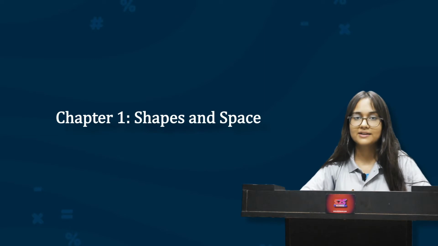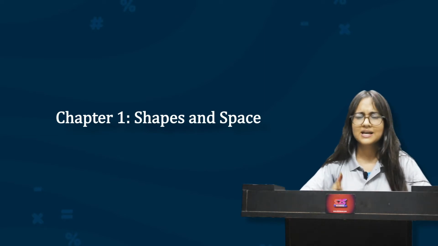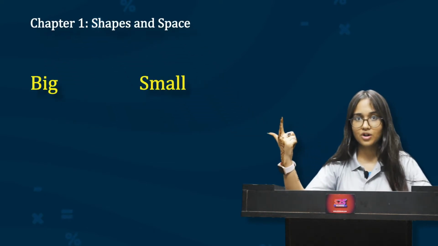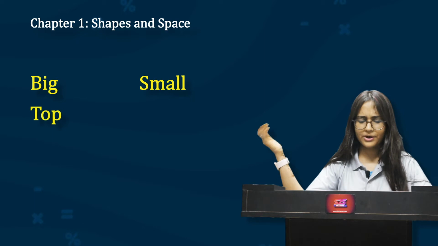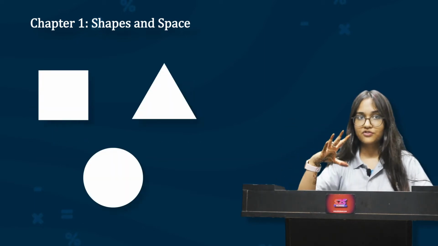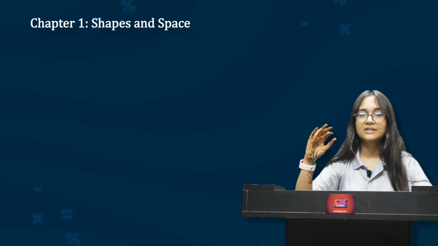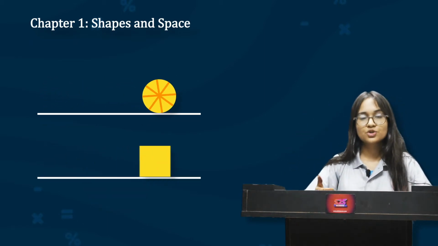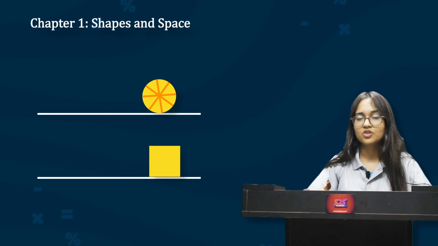Hello everyone, in this video we'll study the first chapter of class 1st mathematics, that is shapes and space. So basically in this chapter we'll understand the difference between big and small, the difference between top and bottom, nearer and further. We'll learn about different shapes and we'll also learn which objects roll and which objects slide. So these are the following concepts which will be clear once we are done with the chapter.